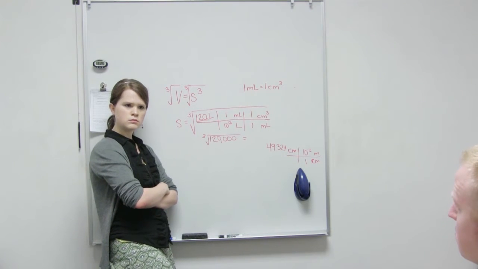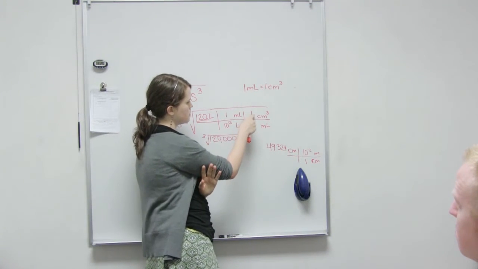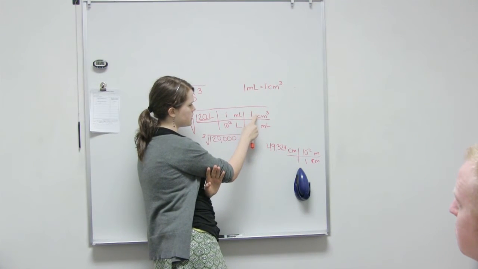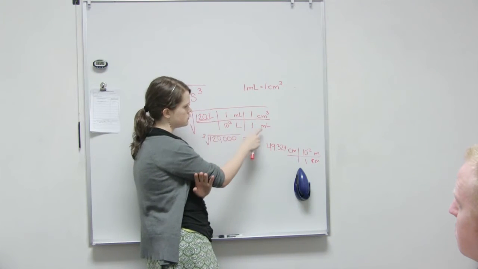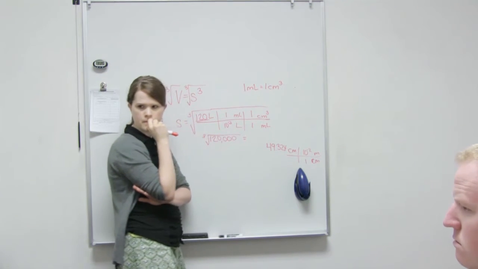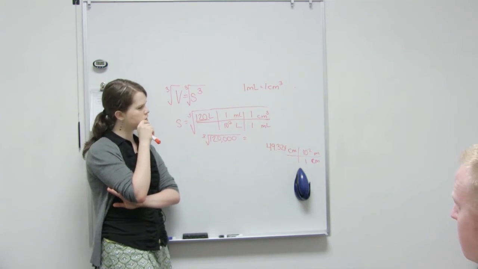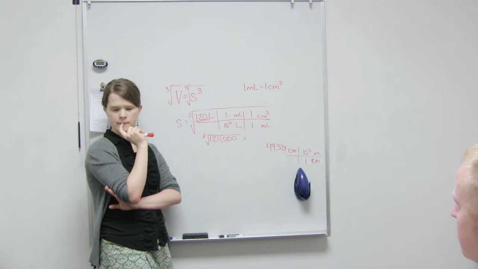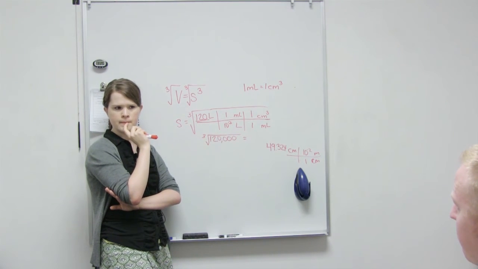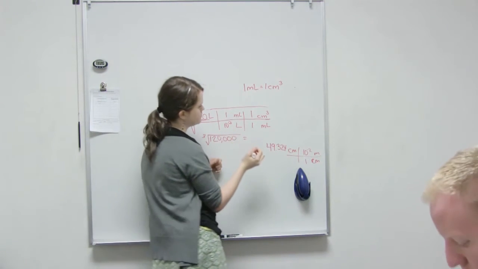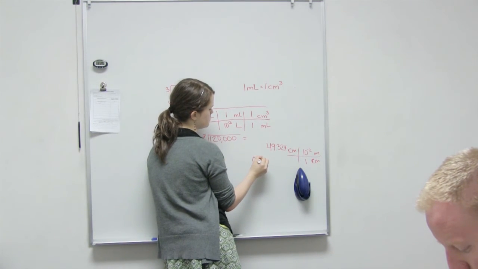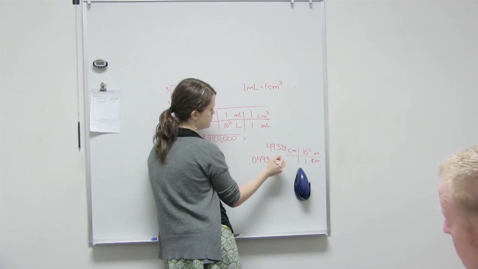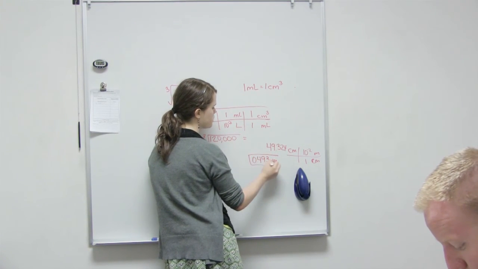Could you put cm at the top? But this one, yeah, this is centimeters. 1 ml equals 1 cm cubed. 10 to the negative 2 is 0.01. And the answer is 0.493 meters. Always want your units.